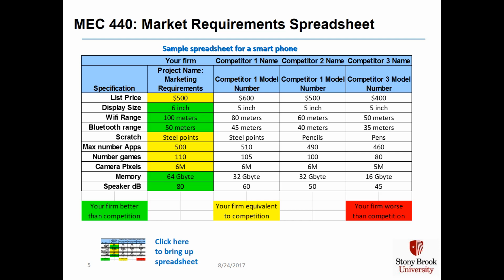You color code your product's column green if you think your spec is better than that of the competition, yellow if it's substantially the same, and red if it's worse. Generally, you would like your column to have a lot of green, a few yellows, and no reds. For example, your firm's product is a 100-meter Wi-Fi range. This box is colored green because 100 meters is longer than the 80, 60, and 50-meter specs shown by the competitors. The native Excel spreadsheet for this template will be stored in Blackboard. You can also get to it by clicking the icon in the lower left corner of the slide that will be stored in Blackboard.